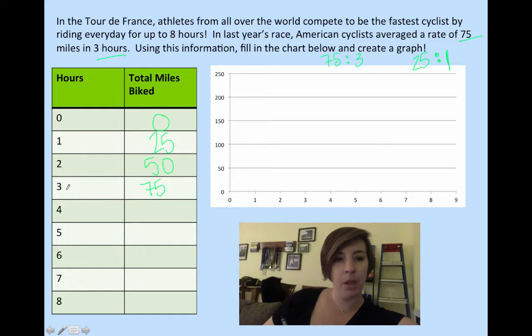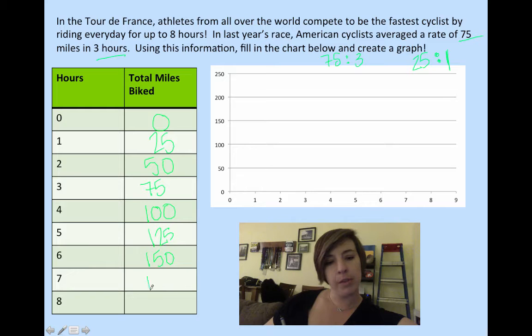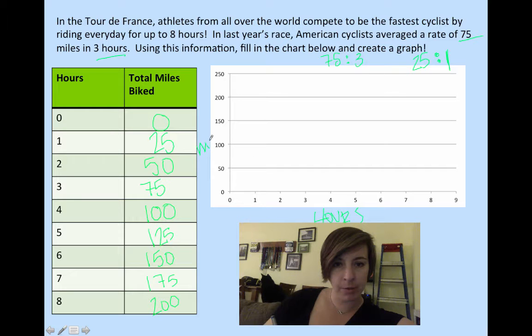We already got that one. 1 times 4 is 4. 25 times 4 is 100. 25 times 5 is 125. 25 times 6 is 150. 25 times 7 is 175. And 25 times 8 is 200. All right, now this scale looks a little bit more appropriate. We still need to label our axes. Just plural for axis. This is hours. And this is miles. I'm going to use our abbreviation for miles.